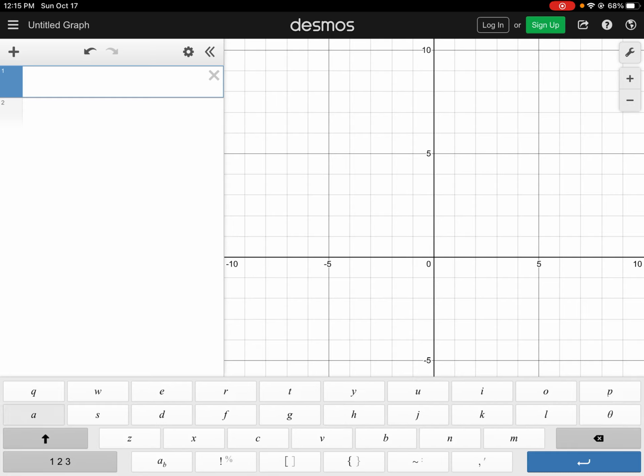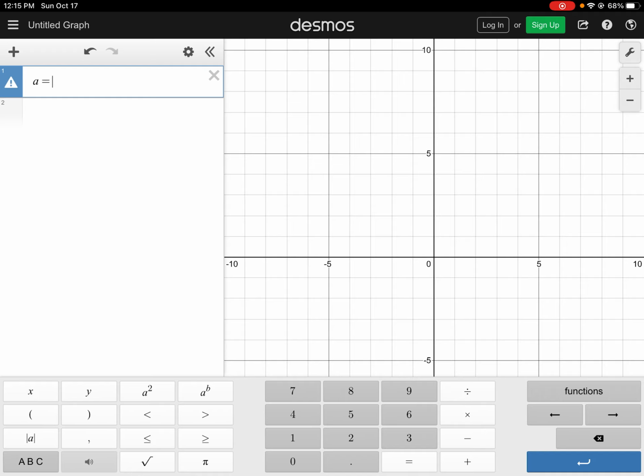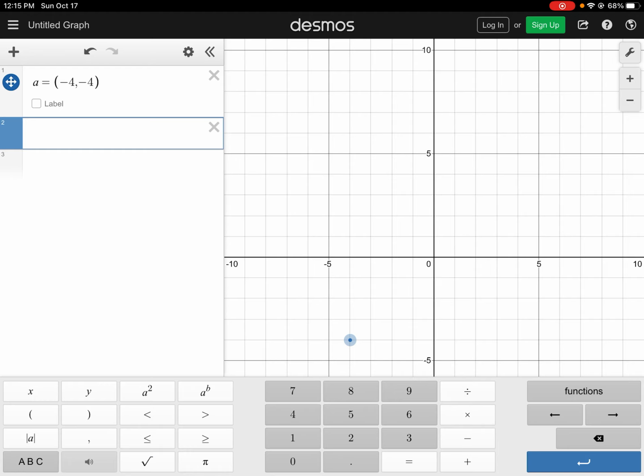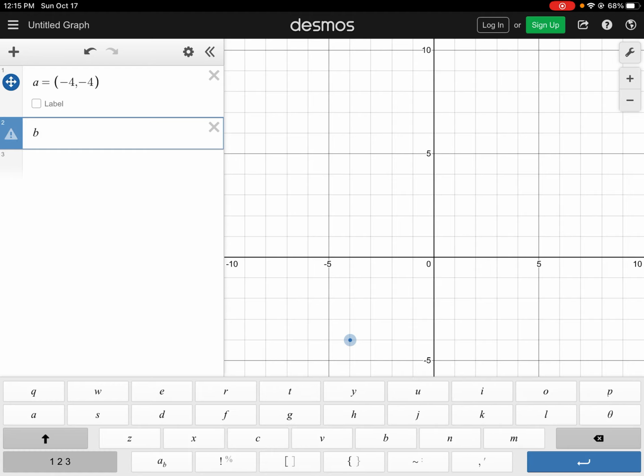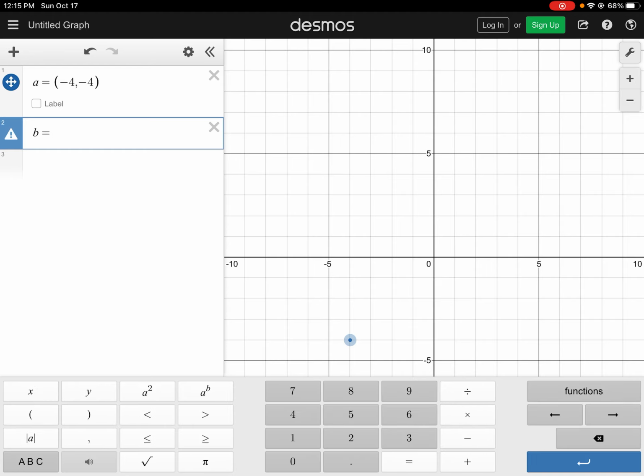All right, so again, A equals, and then your first ordered pair, -4, comma, -4. Exactly how we write ordered pairs. Desmos graphs it. Then I say B equals my next ordered pair, which is -2 and -8.